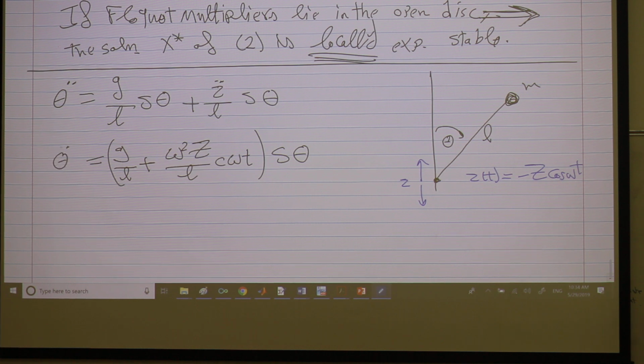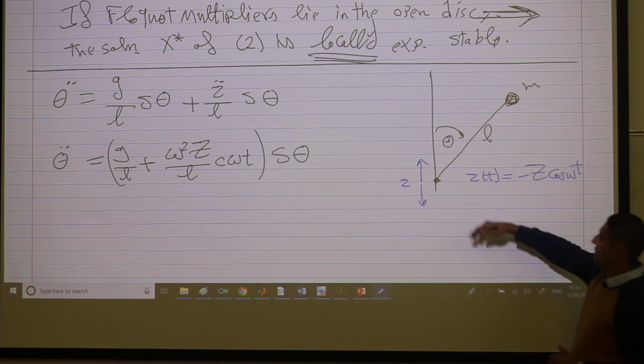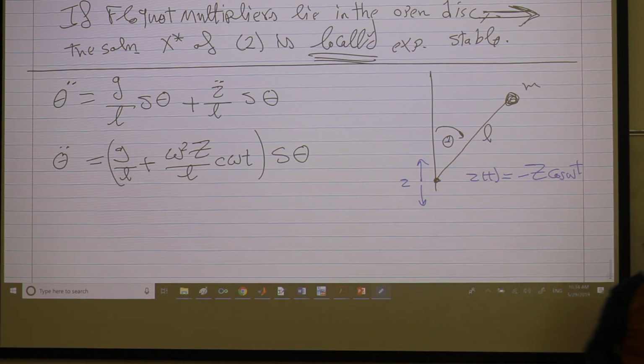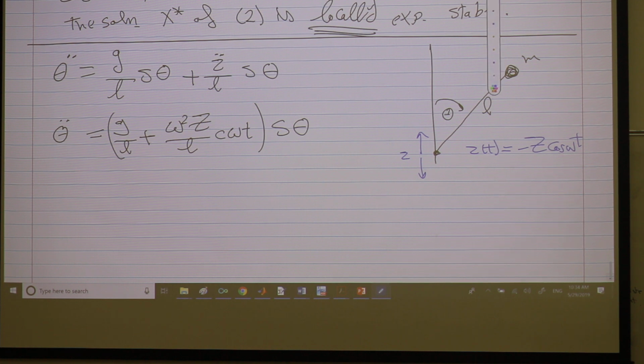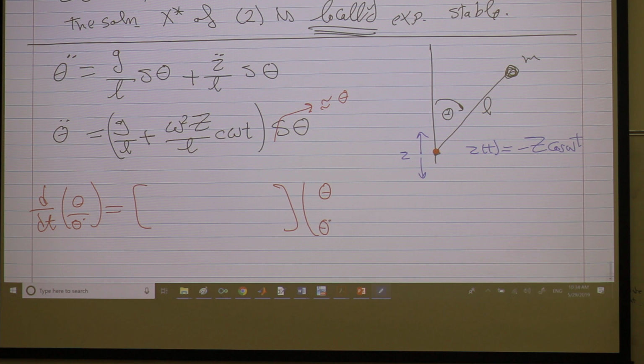And I know that this system, if I vibrate it strong enough, it will be stable, right? So we can assume small angle approximation, because at the end of the day we're going to linearize. So linearizing around this equilibrium, which is the origin, sine theta is approximately theta. And now I can write my linear system: theta dot is theta dot. So the first equation, theta dot, is 1 here and 0 over there. The second equation is G over L times theta plus omega squared Z over L cosine omega t.